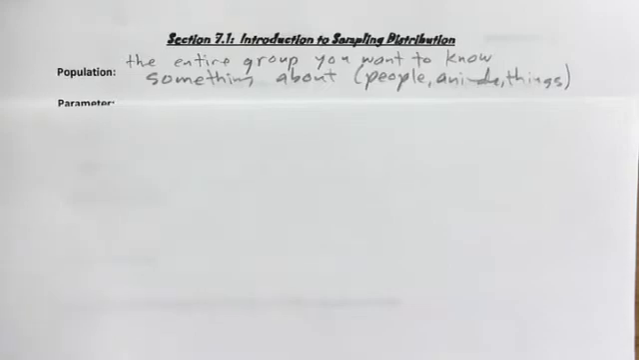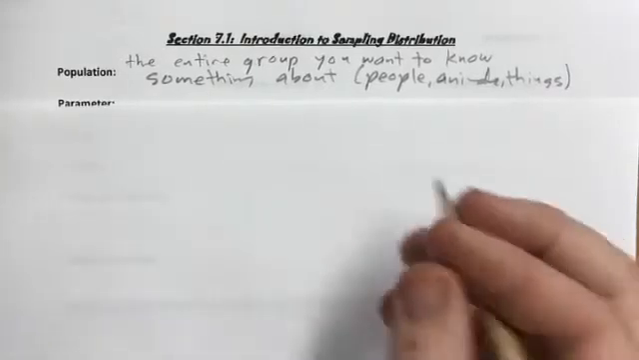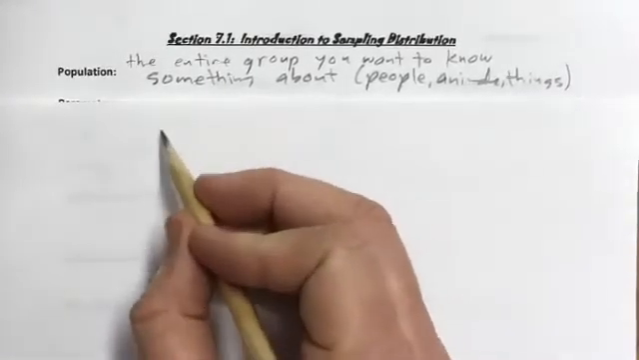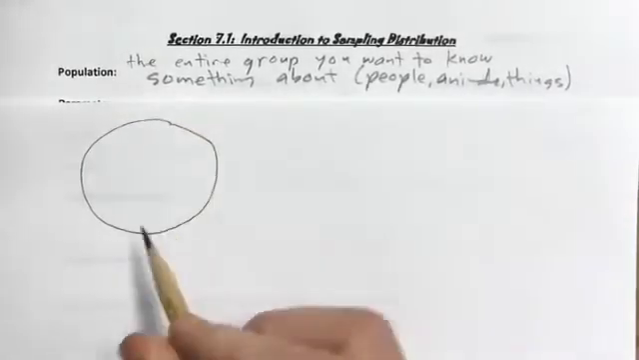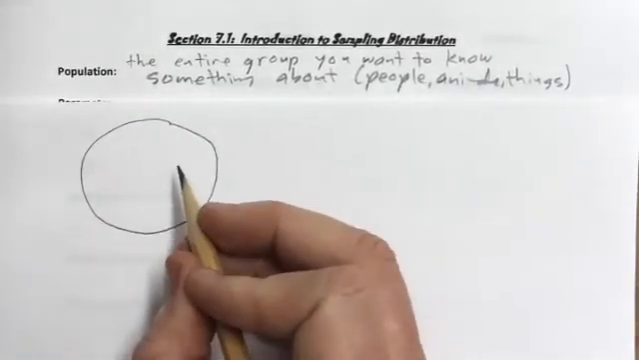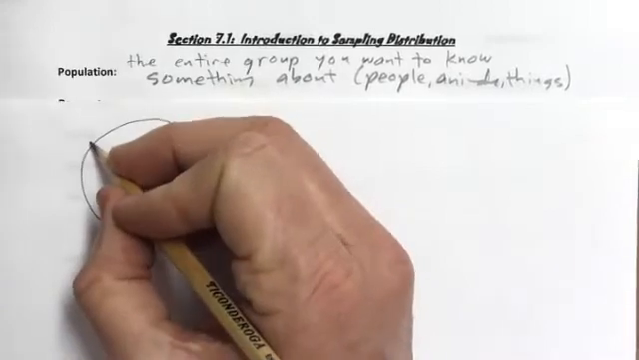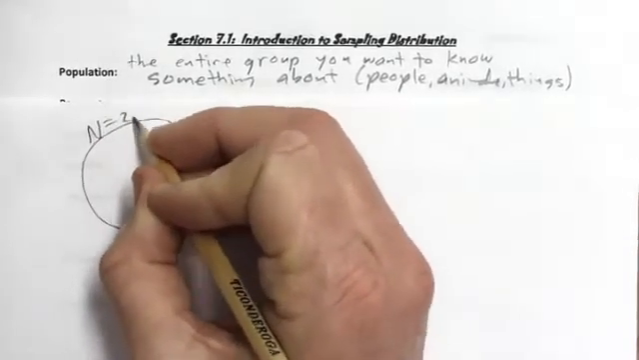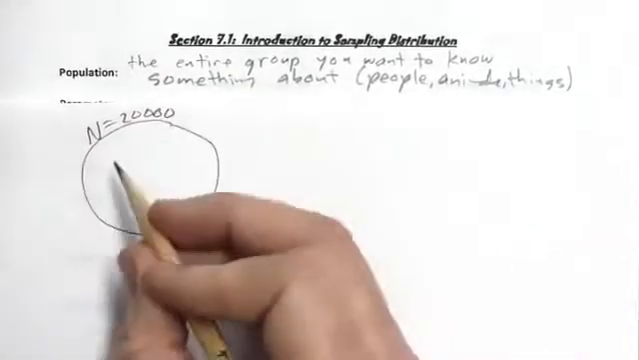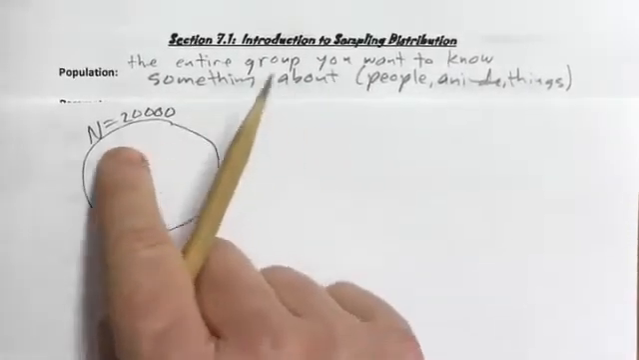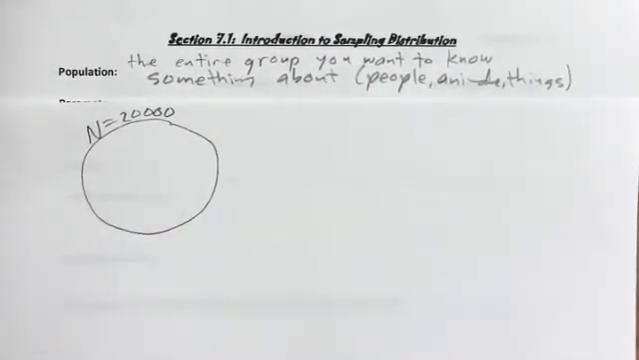But let's say, for instance, our population is all the trees in this forest. So this circle represents all the trees in a particular forest. And let's just pretend that there's 20,000 trees in that forest. So that would be our big N. Big N means population size. So there's 20,000 trees in this forest.